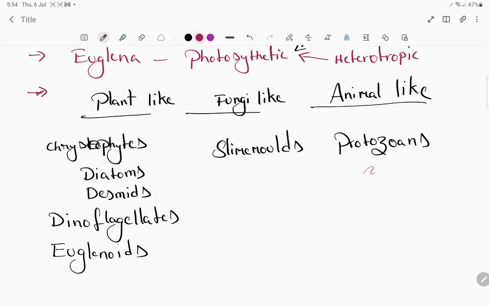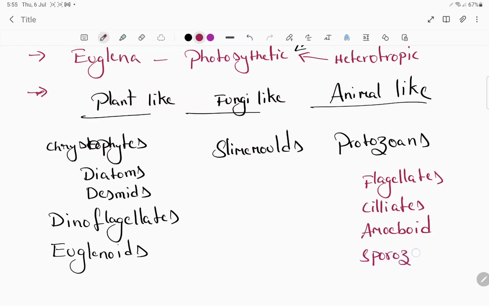The protozoans again you have flagellates, ciliates, amoeboid, and we have the sporozoans. So these are the things that are present. Many are photosynthetic protists like diatoms, because they do perform photosynthesis, and they are living in fresh water or sea water. We call these organisms phytoplanktons.